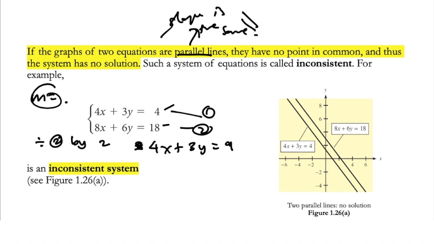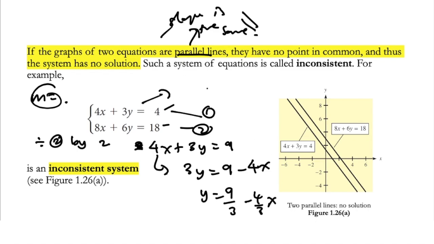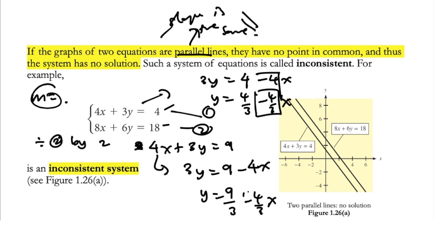Okay? So you can see clearly here, if you change it, you have 3y equivalent to 9 minus 4x. Okay, you have y equivalent to 9 over 3 minus 4 over 3x. And here, if you rearrange it, 3y equivalent to 4 minus 4x, y equivalent to 4 over 3 minus 4 over 3x. You can see clearly here, the slope here is equivalent to this slope, isn't it?